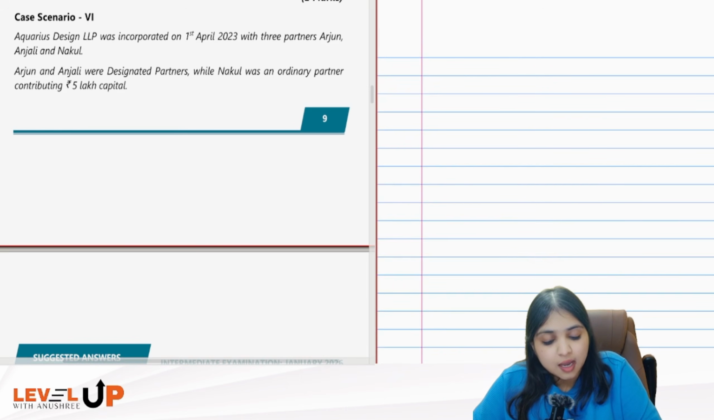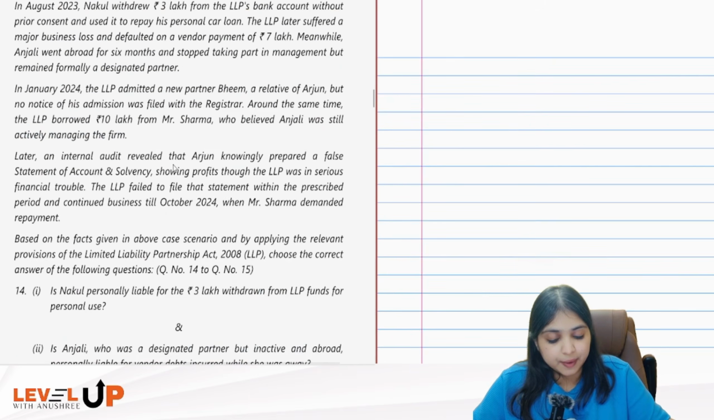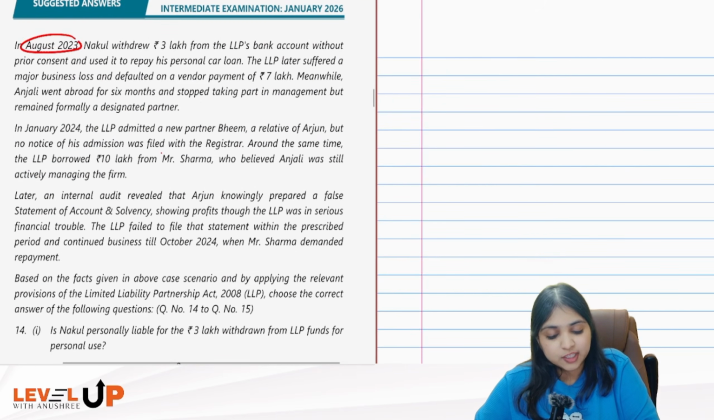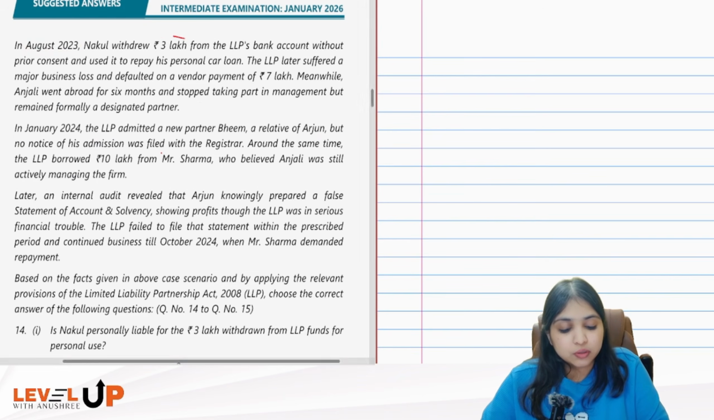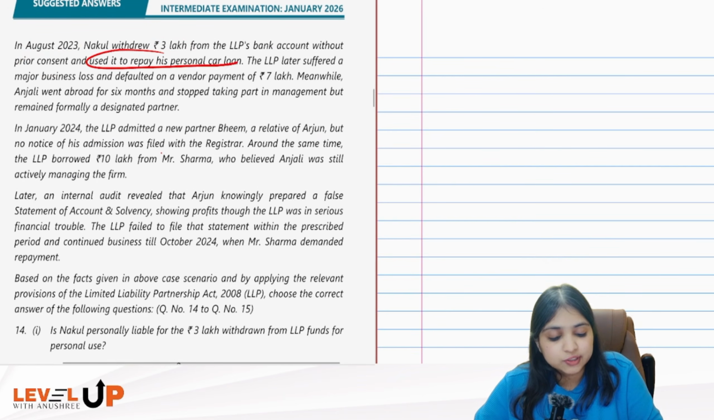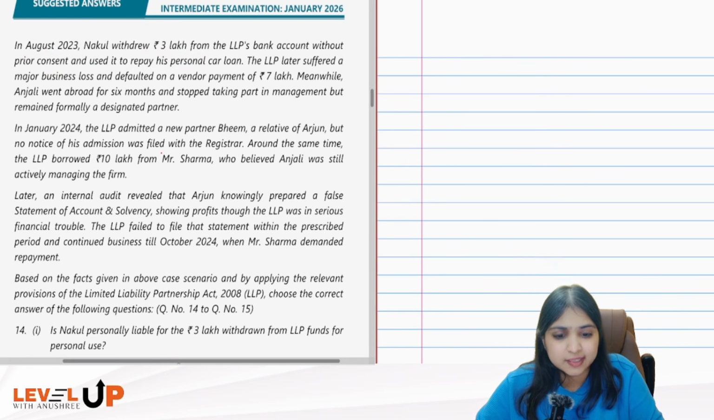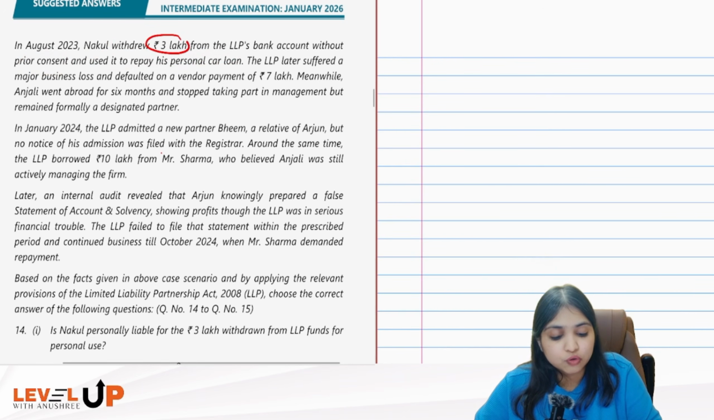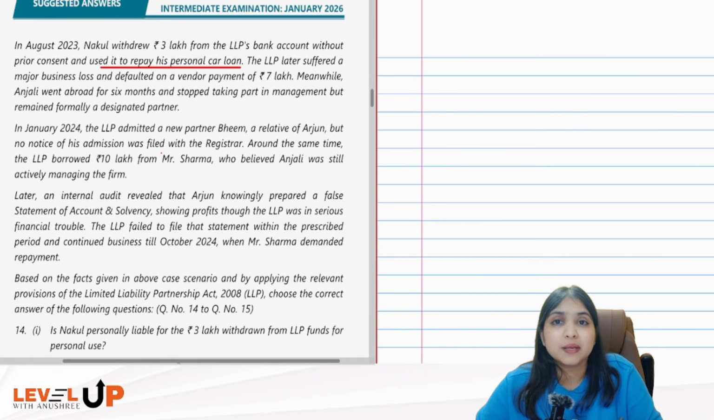The question says, Aquarius Design LLP was incorporated on 1st April 23 with 3 partners, Arjun, Anjali and Nakul. Arjun and Anjali were designated partners. Nakul was an ordinary partner. Then the question says, in August 23, Nakul withdrew 3 lakhs from LLP's bank account without prior consent and used it to repay his personal car loan. Nakul, one of the partners, withdrew 3 lakhs and used it to repay his personal car loan. So for this, he will be personally liable.